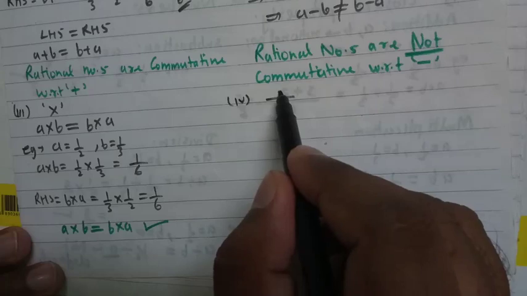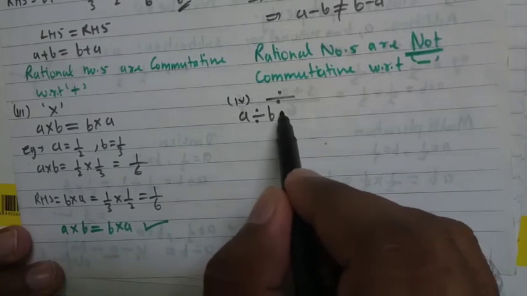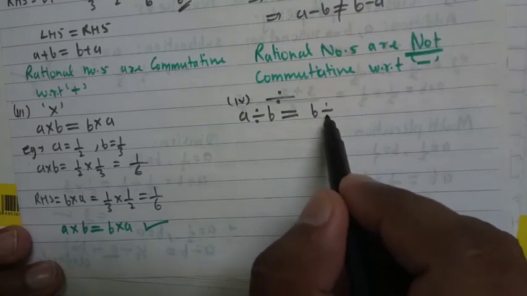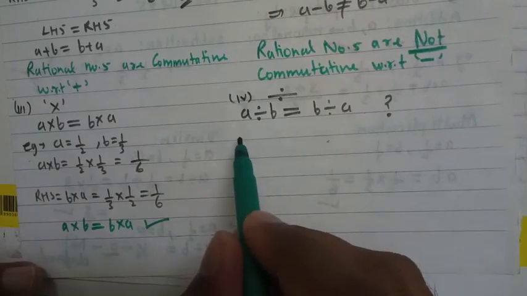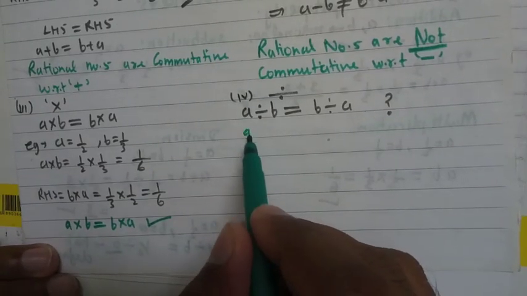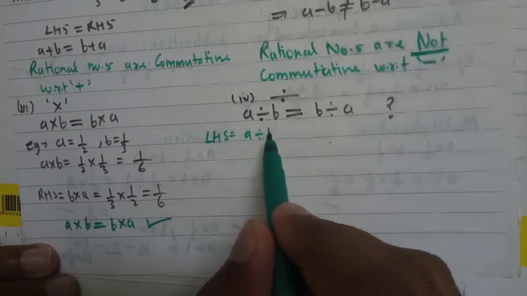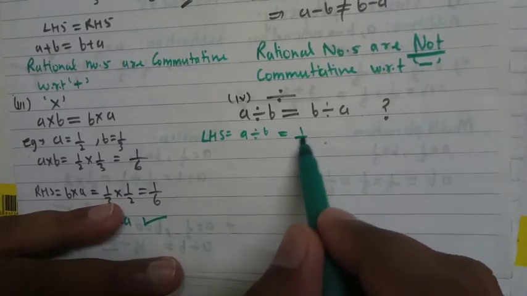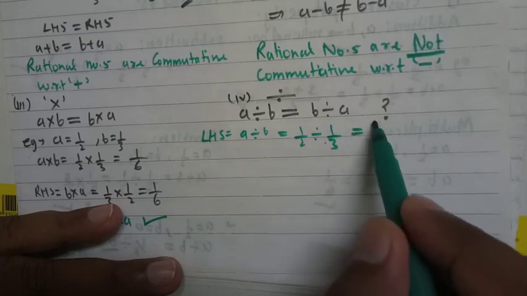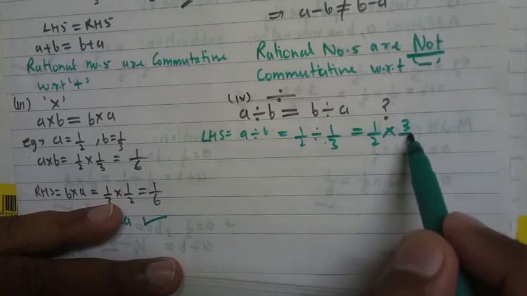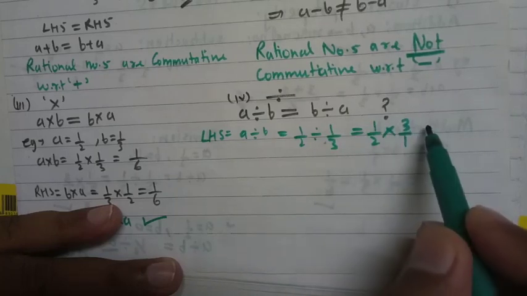Okay, now let's talk about the fourth one, that is your division. So for division, what do we need to check? We have to check whether a divided by b is the same as b divided by a. This is what you need to check. So if I check it with the given example, the left hand side is a divided by b, so it should be 1 by 2 divided by 1 by 3. So this will be, division will become multiplication, so it will interchange.